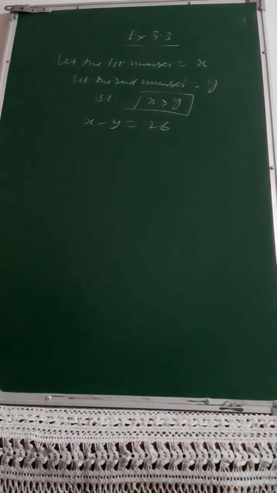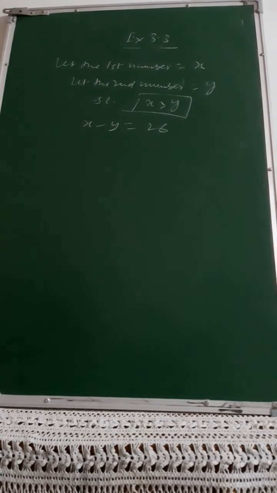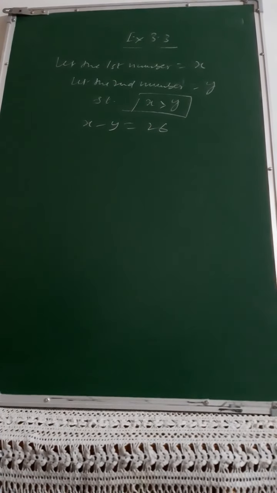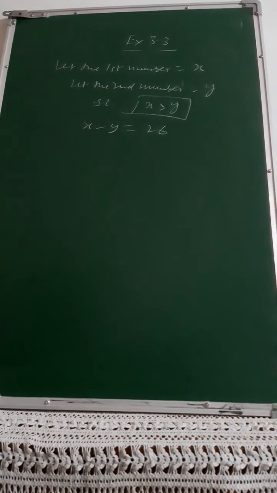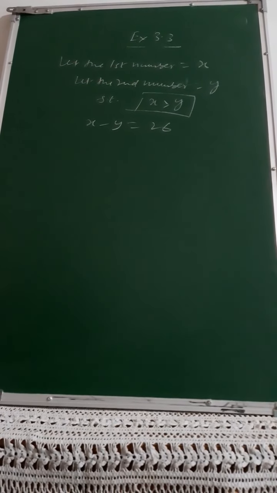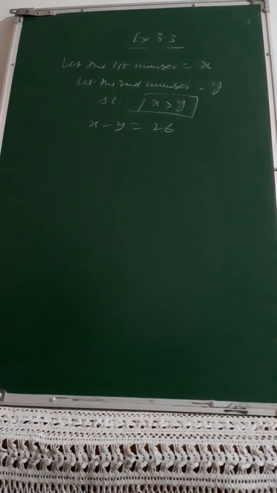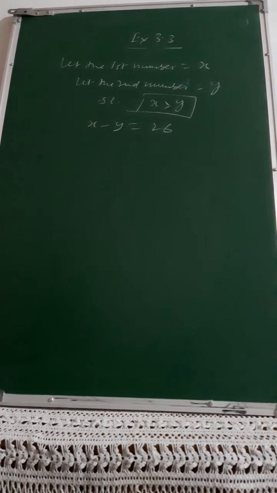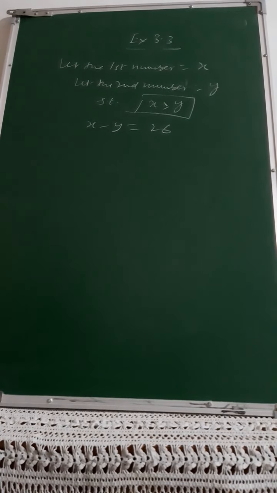If you are taking y is greater than x, because that is also possible, then you have to write y minus x is equal to 26. So do not be in any confusion. x plus y is equal to y plus x. You know that. That's why I'm saying previous knowledge is working here. That is very, very important. That was the commutative property. You need to recall that property.